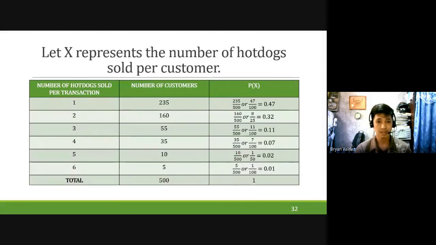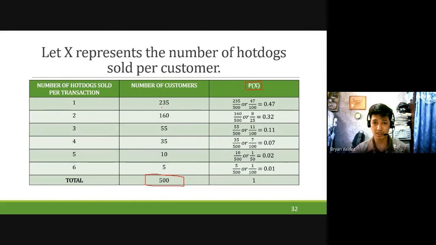Okay? Ayan. So let X represent the number of hot dogs sold per customer. So we have the number of hot dogs sold per transaction and the number of customers. There are a total of 500 customers. So we are going to identify the probability, or gaano kataas yung chance na merong customer na bibili ng isang hotdog, dalawa, tatlo, apat, lima, hanggang anim na hotdog.